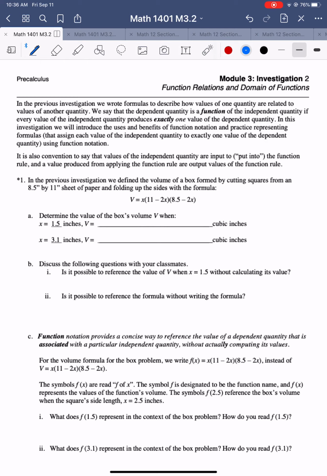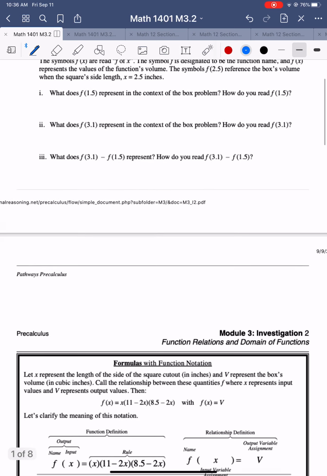In the previous investigation, we wrote formulas to describe how the values of one quantity relate to the values of another quantity. We said that the dependent quantity is a function of the independent quantity if every value of the independent quantity produces exactly one value of the dependent quantity. In this investigation, we will introduce the uses and benefits of function notation, and then practice representing formulas. They assign each value of the independent quantity to exactly one value of the dependent quantity using function notation. So we'll go to number 2.